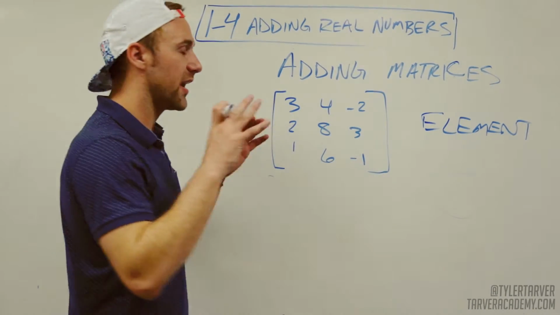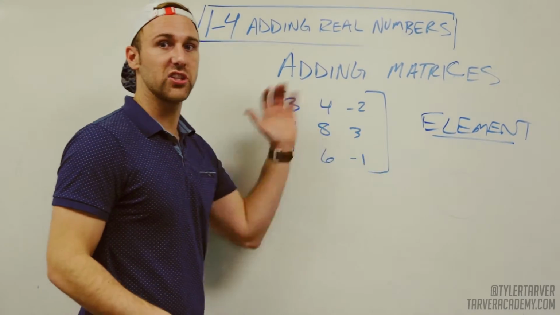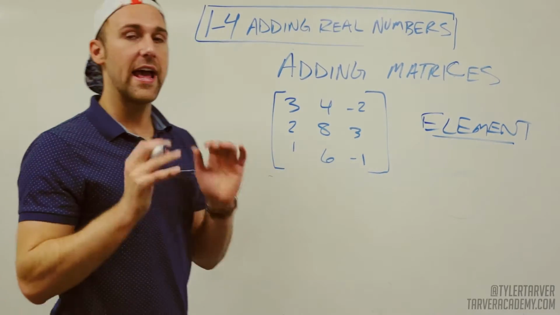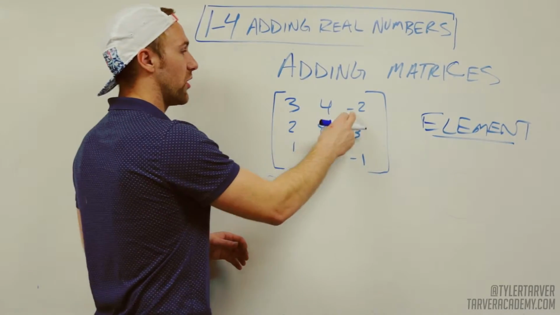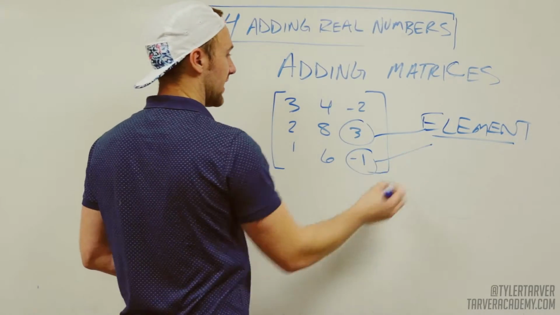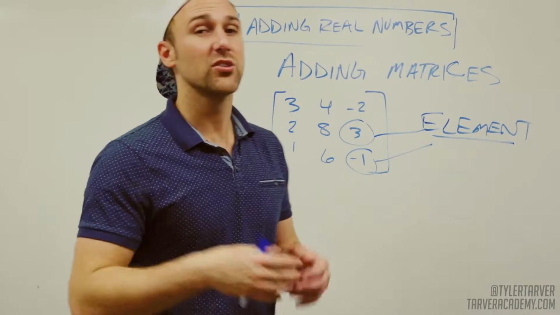Okay, so I want to show you what an element is. You hopefully at this point know that this is a matrix. It's a bunch of numbers put into a rectangle or square and closed in brackets. An element is what each individual number is called. So like this right here, that's an element. This right here, that's an element. Okay, so that's what an element is.